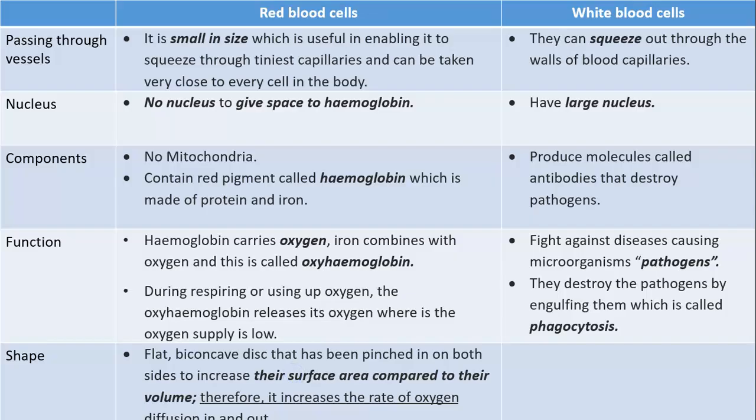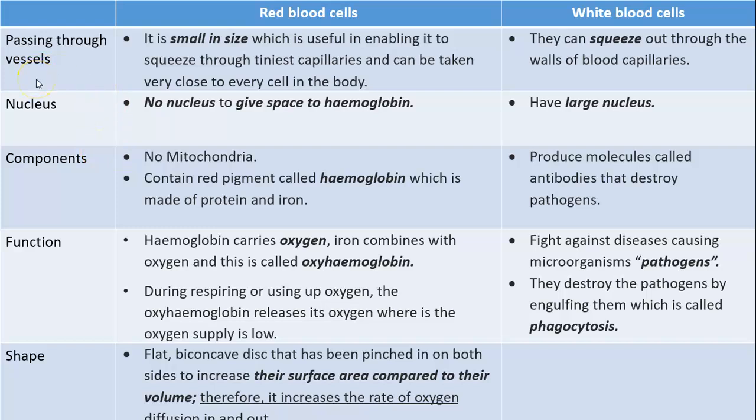Let's take a deeper look at the red and white blood cells in comparison. First, passing through vessels. Red blood cells are very small in size, which enables them to pass through even the tiniest capillaries in order to be close to every body cell, to help with the release of oxygen to the cells in order to do their aerobic respiration. While white blood cells are flexible, so they can squeeze through those very small blood capillaries.